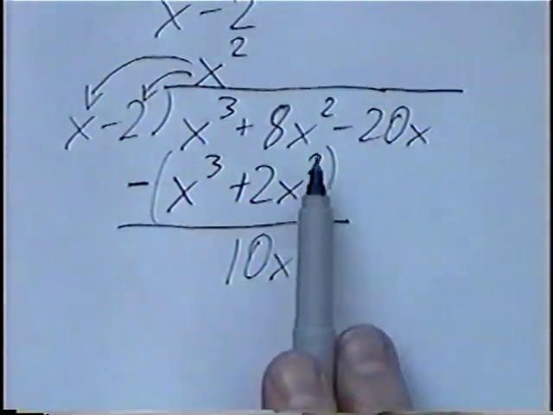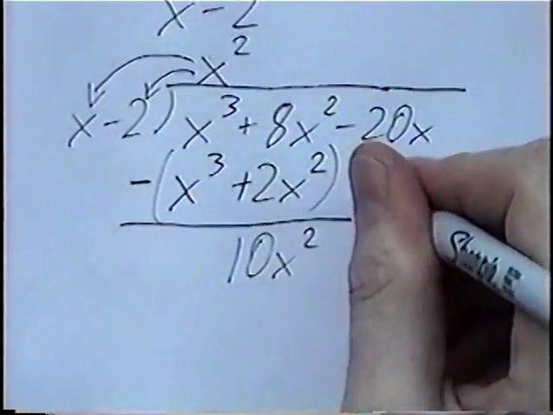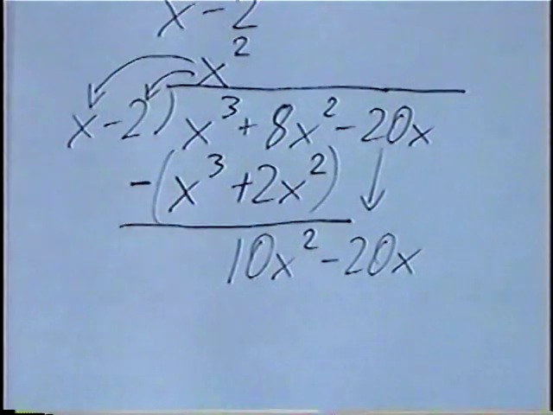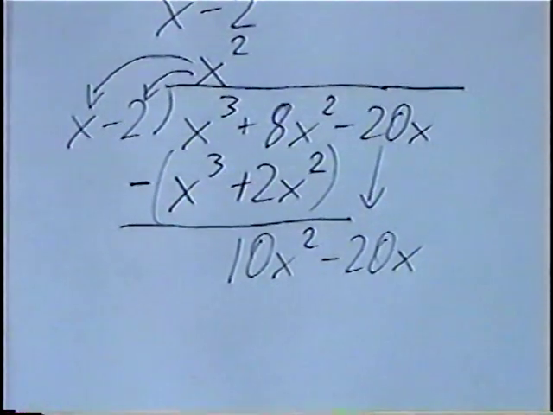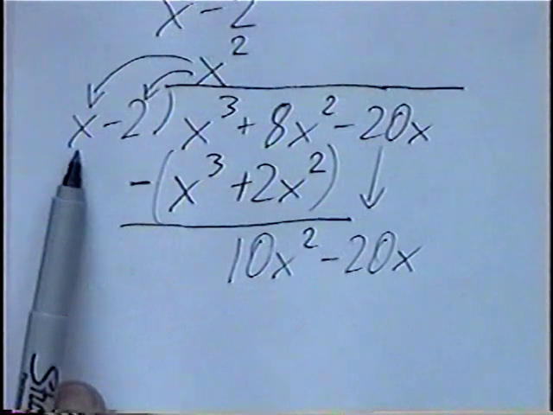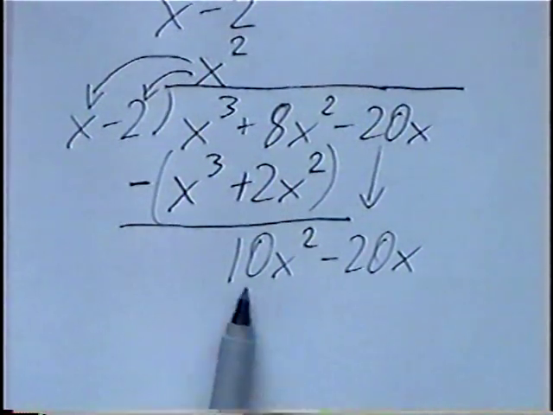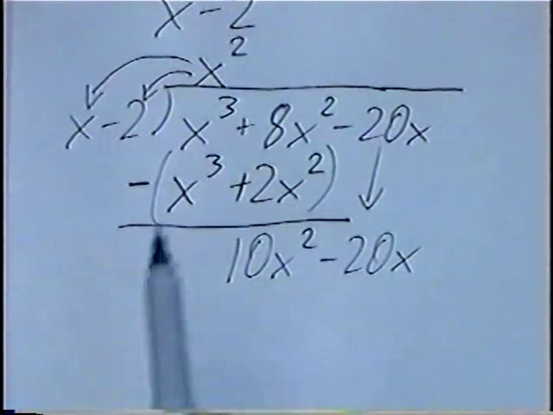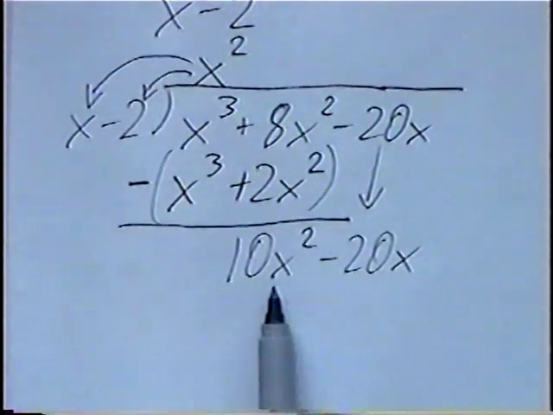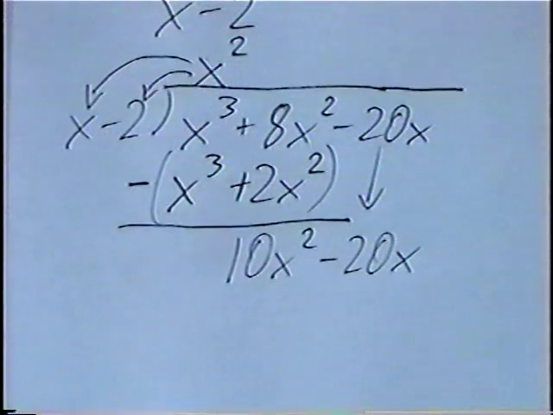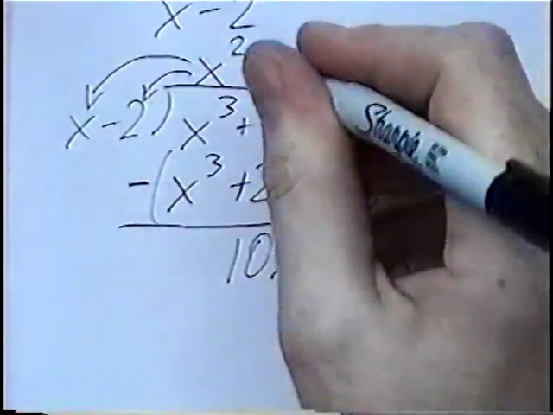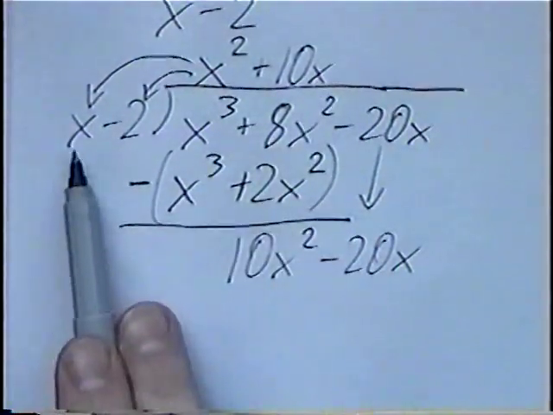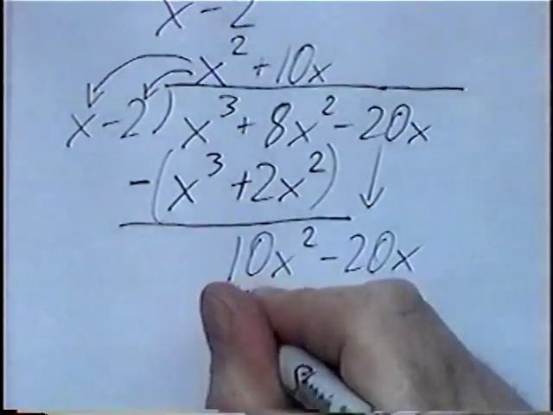Remembering these steps for long division, after we subtract, we can bring down the next term, which is negative 20x, and we'll repeat the process. Taking the first part of the term, x, we'll divide that into the first part of the term down here, which is 10x squared. Or you can also think what term times x will give us 10x squared. And that term will be 10x, because 10x times x is 10x squared.